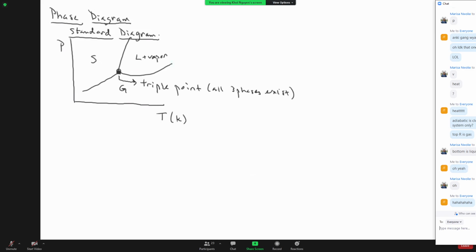The next point that we care about is the maximum point here. This is referred to as the critical point. This is the last point that we can't tell the difference.